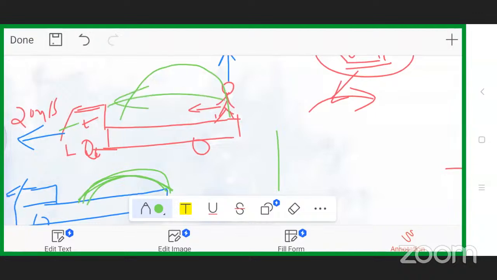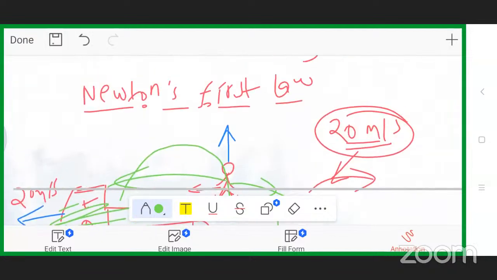And if everything was at standstill, at rest, then the truck starts moving all of a sudden, you may end up falling because you want to maintain the initial state of motion. So that's what Newton's first law is all about. He said that a body will remain in its state of rest.